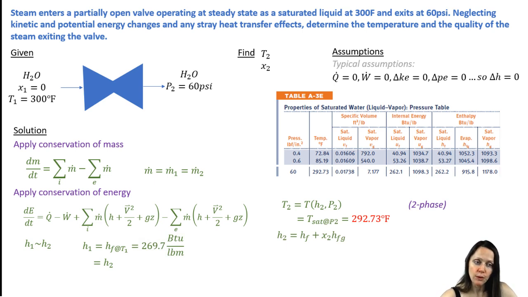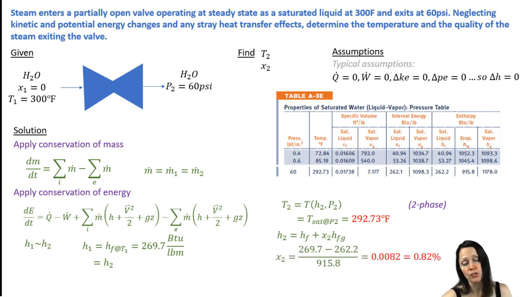So H2 is equal to H sub F plus the quality times H sub FG, and I just rearrange and solve for the quality X2. And the place that I'm getting the H sub F and the H sub FG values is table A3E, the H sub F and the H sub FG values at 60 psi.